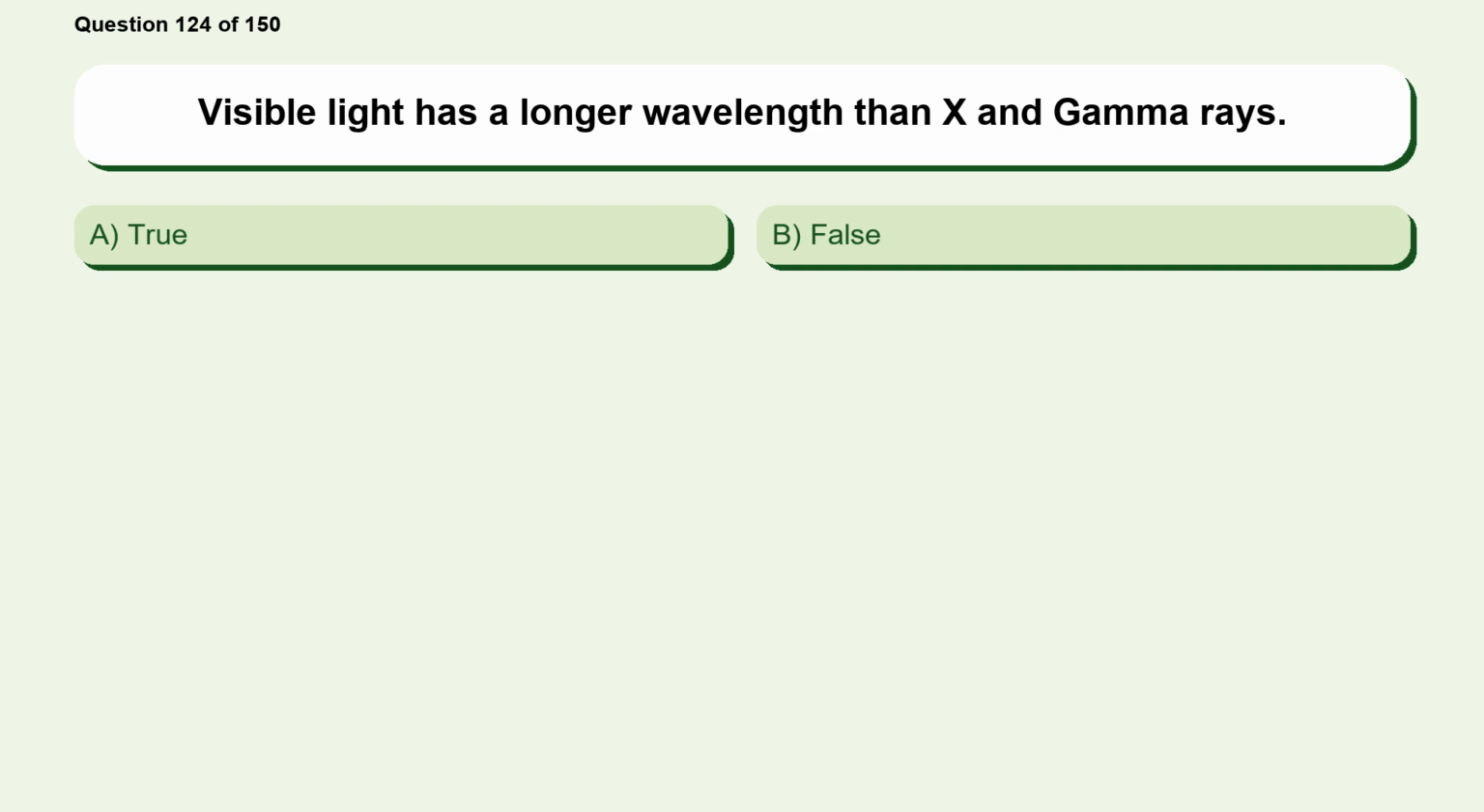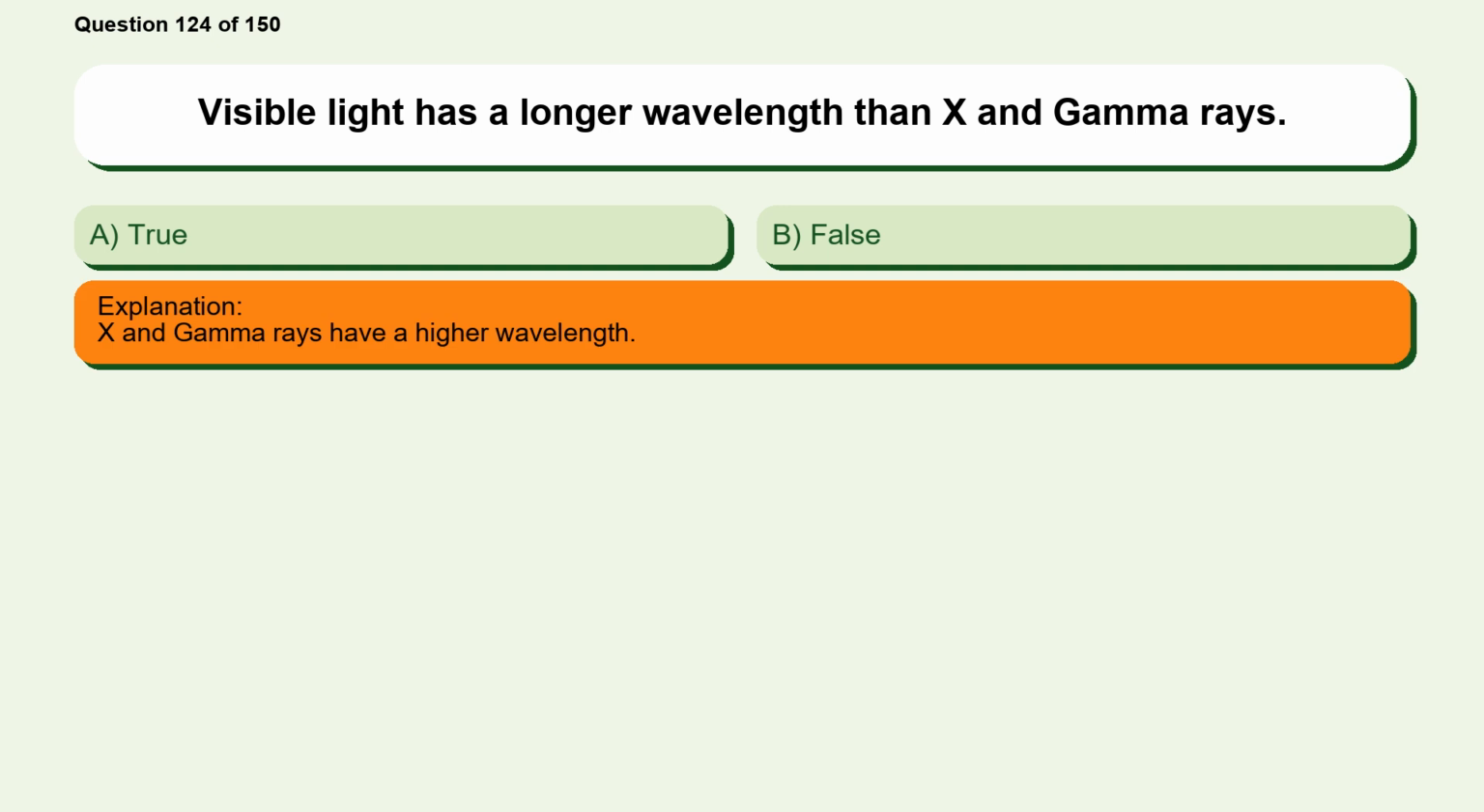Question 124. Visible light has a longer wavelength than X and gamma rays. Option A, true. Option B, false. The correct answer is option false. X and gamma rays have a higher wavelength.